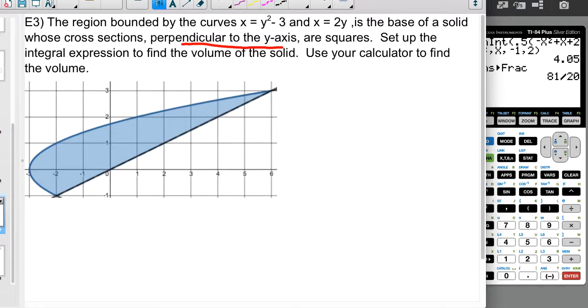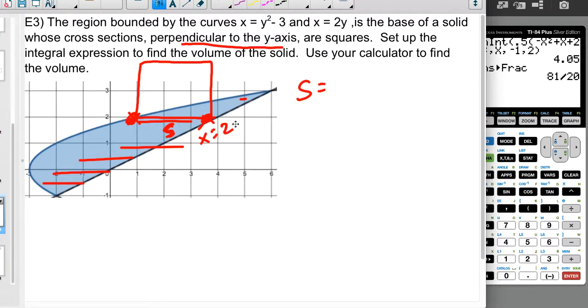I say, all right, so now these are perpendicular to the y-axis and they're squares. So perpendicular to the y-axis, my dishes are going this way now. Different dish rack, going this way. So the side length of the square, just like we saw when we were finding area before, if something is horizontal, we use right minus left. So the side length of this square is going to be, because this is very much a line and this is very much a parabola, it's very clear that the curvy thing is going to be the right minus the left.